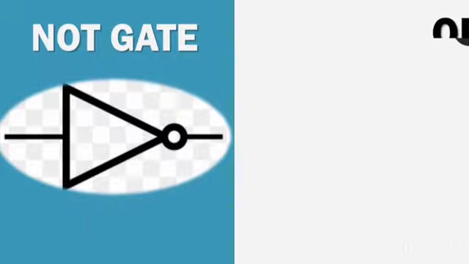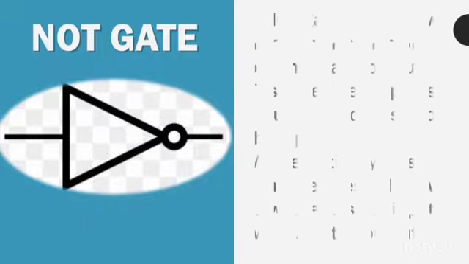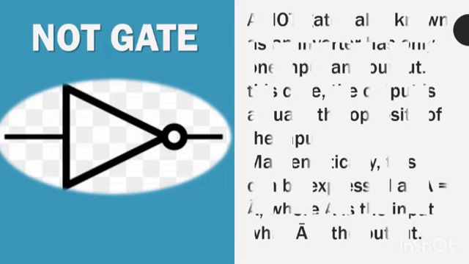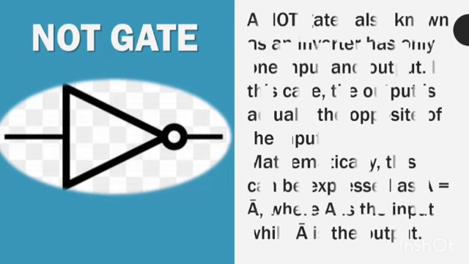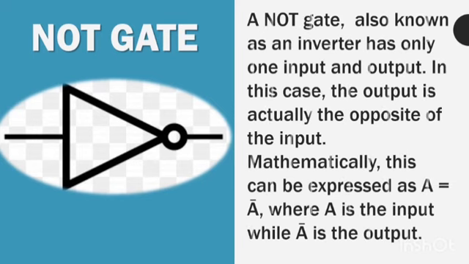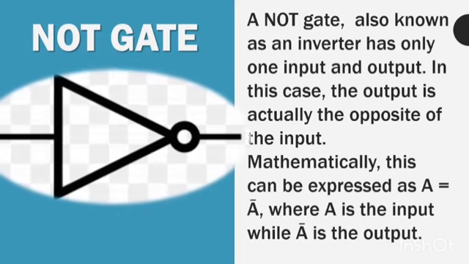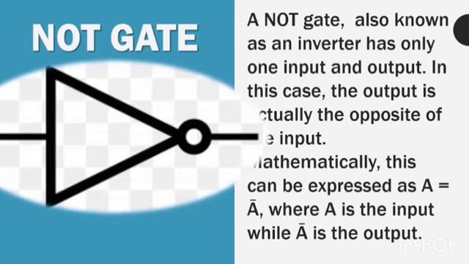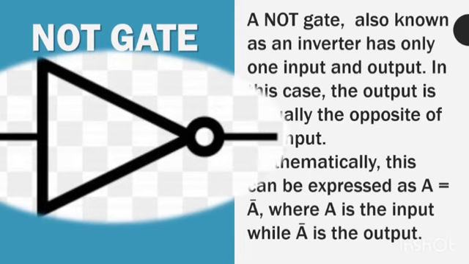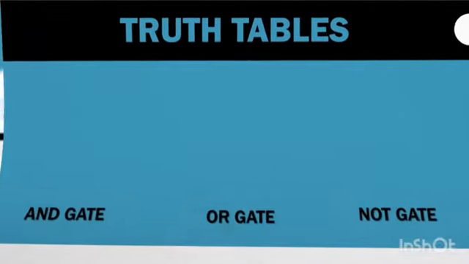And lastly is the NOT gate. The NOT gate has only one input, and the output is actually the opposite of the input. That is why it is called an inverter, meaning we get the opposite of the input as the output. So we only use one input in a NOT gate and we obtain one output also.